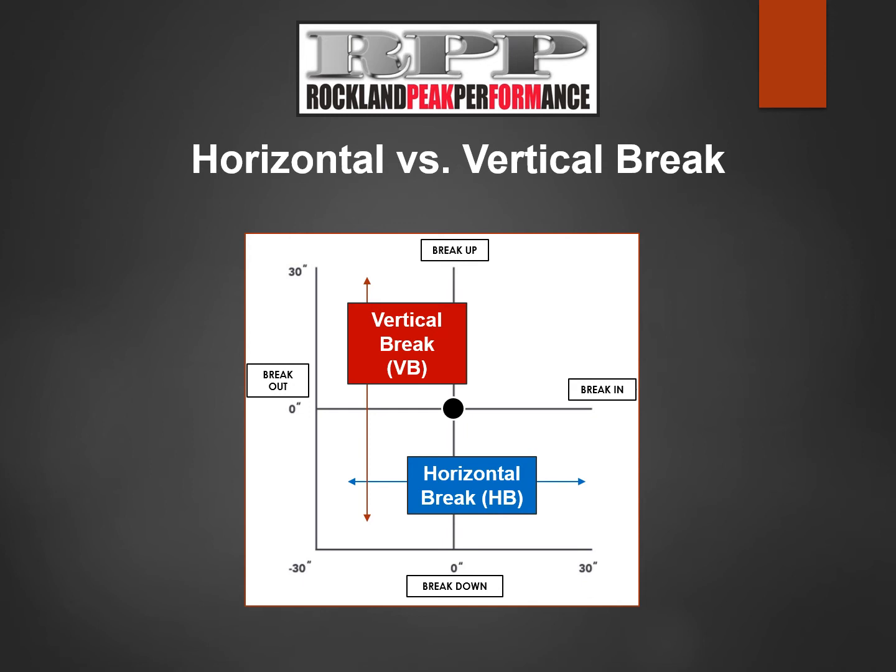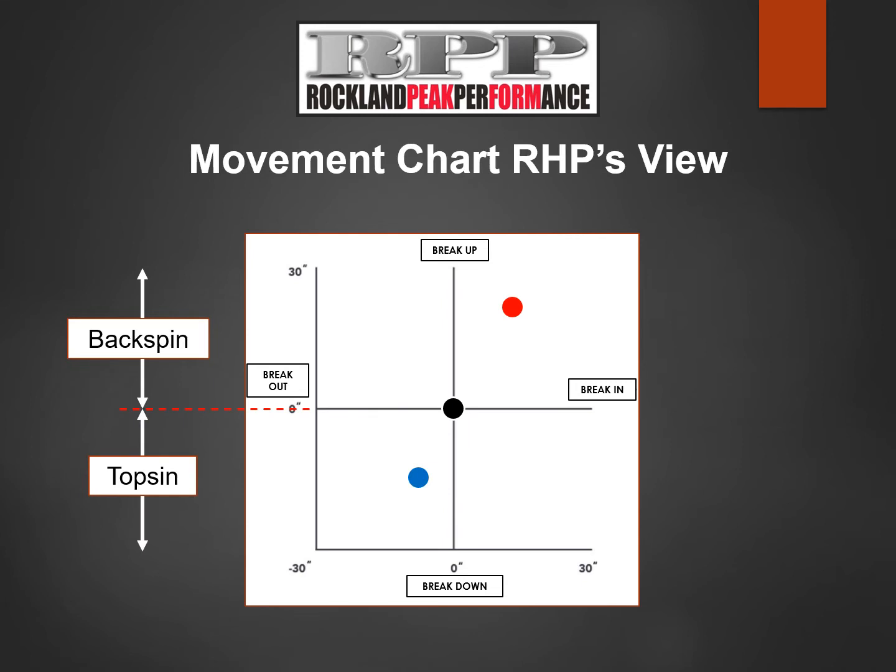Now let's talk about actual ball movement. On this chart, up and down we refer to as vertical break. Side to side we call horizontal break. Pitches above the horizontal line have backspin, like a fastball, in this case the red circle. Those below the horizontal line have topspin, like a curveball shown by the blue circle. Pitches on the left and right of the vertical line also have some degree of side spin. So for example, the red circle would be a typical fastball with backspin and some degree of lateral spin. The blue circle would be a typical curveball with topspin and some degree of lateral spin.